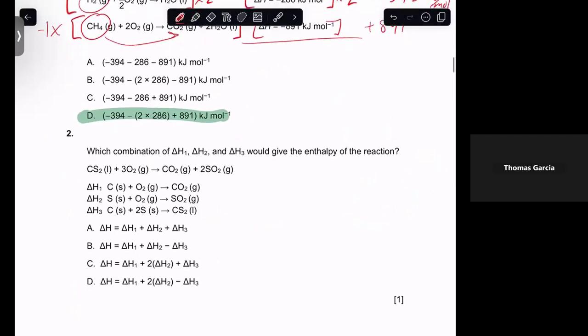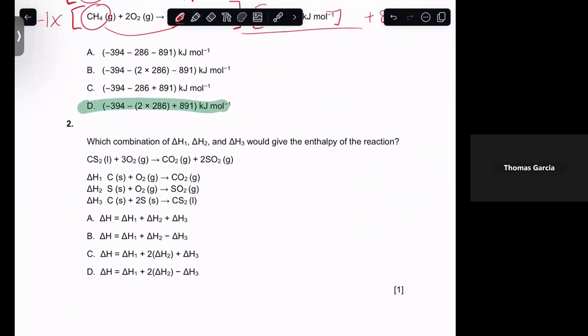All right. So which combination of delta H1, delta H2, and delta H3 would give the enthalpy of this reaction? Again, it's the same thing as before. I'm going to try and identify what products and reactants are where. So I notice that I have CO2 in the reactants and CO2 in the reactants. Perfect. I do not have to change delta H1. Delta H1 is fine. I notice that I have sulfur and oxygen and SO2. Sulfur is not really around, but oxygen is on the correct side. SO2 is on the correct side. However, we have a coefficient of 2, so I'm going to multiply this one by 2. So I have 2 delta H2.